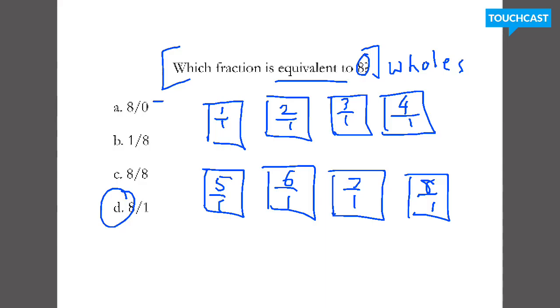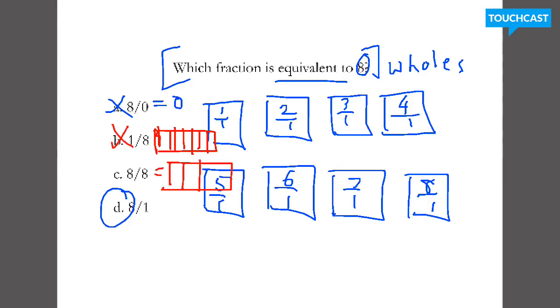This is equal to 0. Wrong. This, let me do this in a different color. This is looking at 1 whole and splitting it into 8 equal pieces. Wrong. This is having 1 whole splitting into 8 equal pieces, like the top one. Wrong. This is the only one that matches 8 wholes.